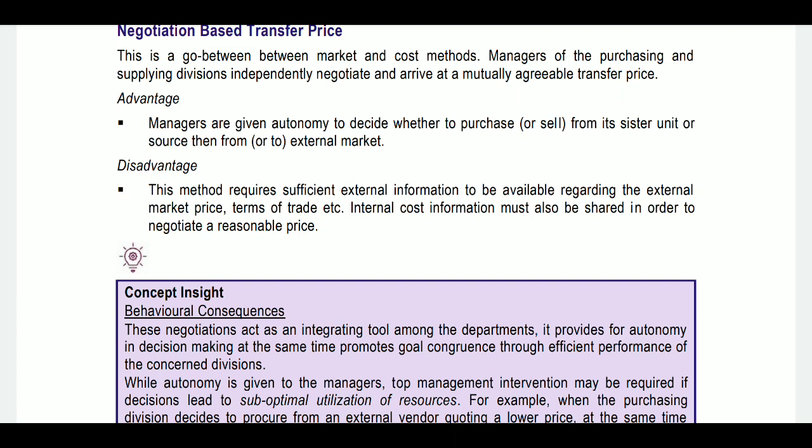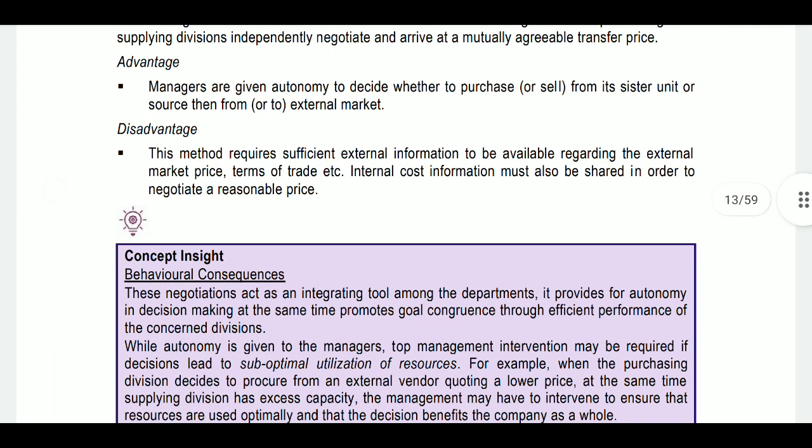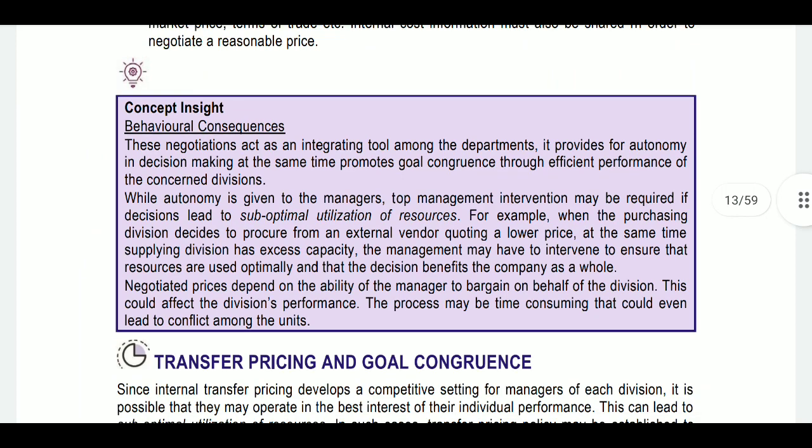The advantage is that managers are given autonomy, the independence to deal with the division. They have autonomy to decide whether to purchase from sister units or from other sources, such as the external market. Next, disadvantages. What is the disadvantage? This method requires sufficient external information to be available when you are negotiating. If the outside price is 15 rupees, we will go for 13 rupees. If the outside price is 12 rupees, going for 13 is our loss. Next, behavior concept.